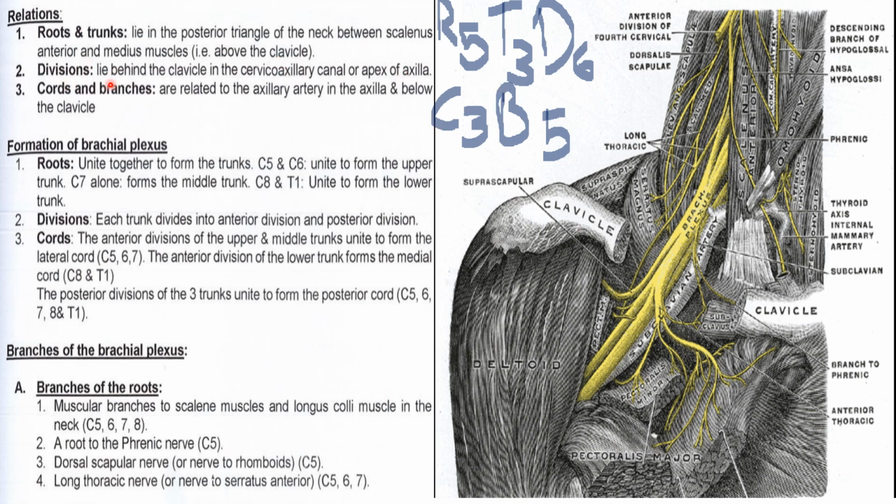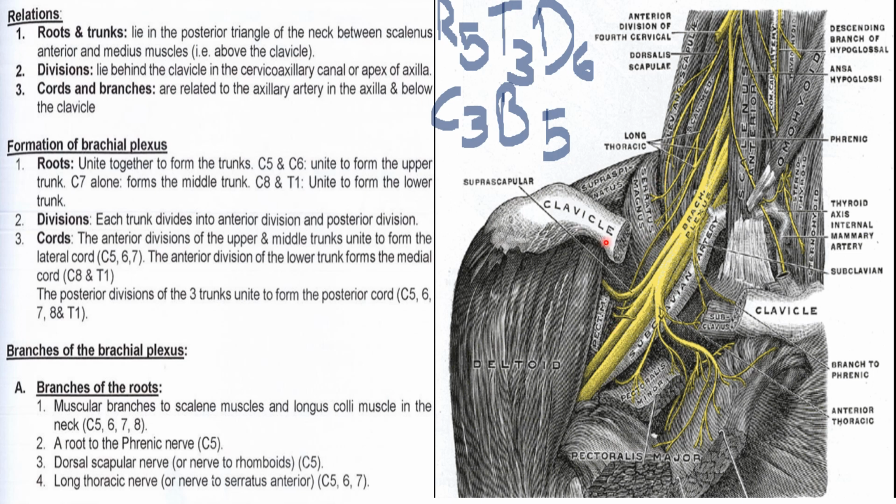Then yeah, so the divisions. We were on the divisions. The divisions lie behind the clavicle in the cervico-axillary canal. We can see here, okay, the clavicle is here and the cervico-axillary canal is here, and the apex of the axilla must be here only. Okay, it must be here, yeah. So you can take the divisions as lying at the apex of the axilla, because even the apex of the axilla has the cervical canal, so it lies somewhere here. So that's how we have the divisions, and the roots and trunks are all above that.